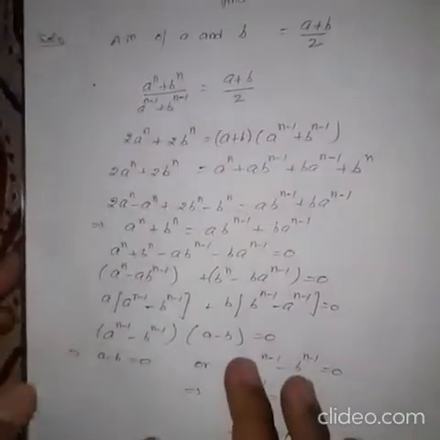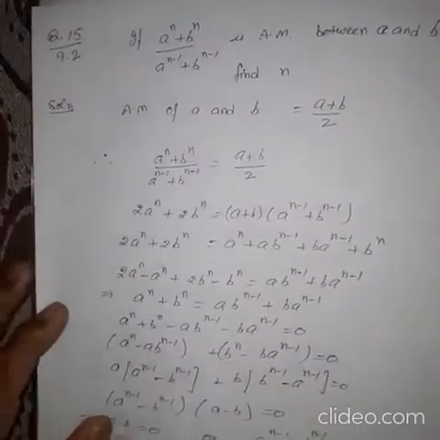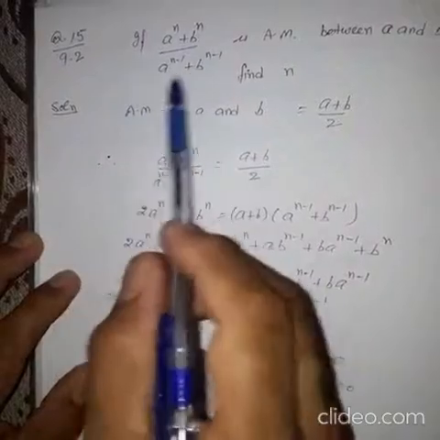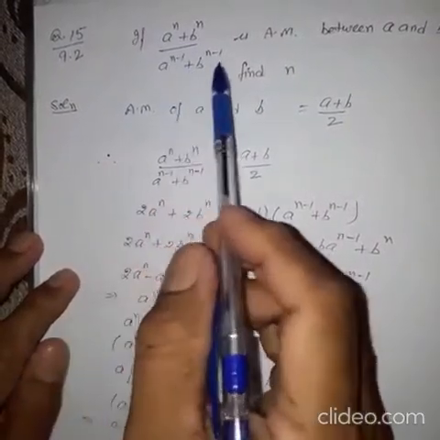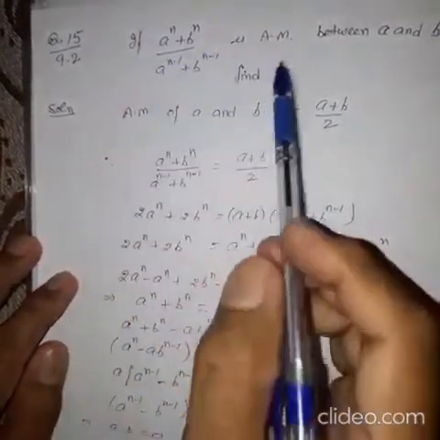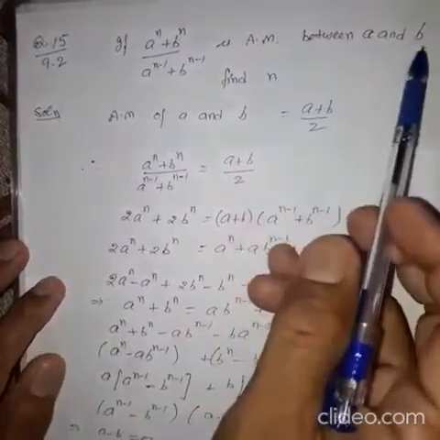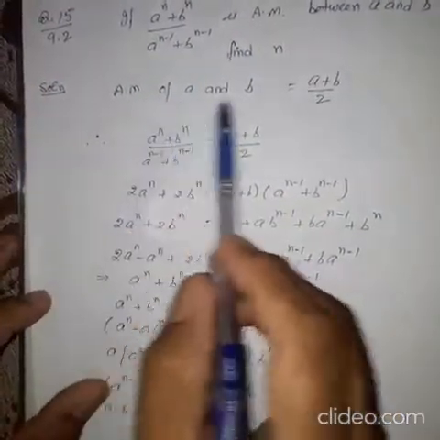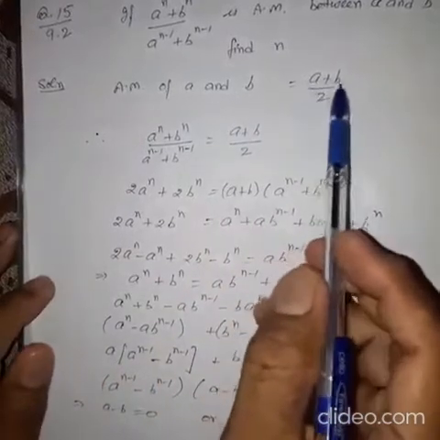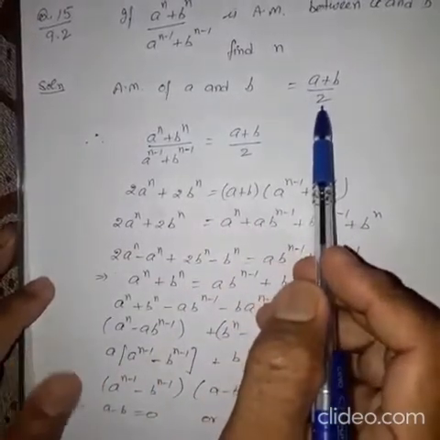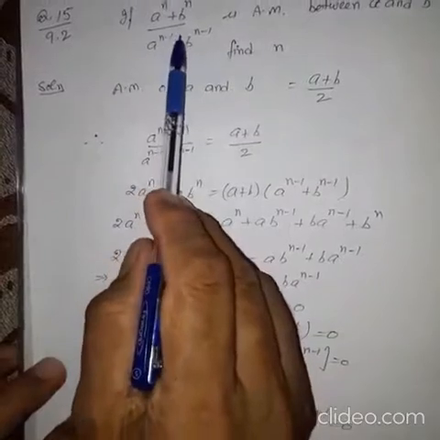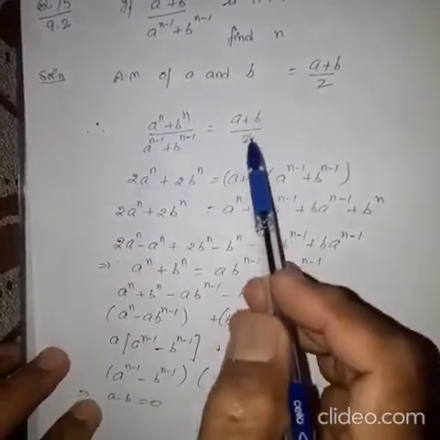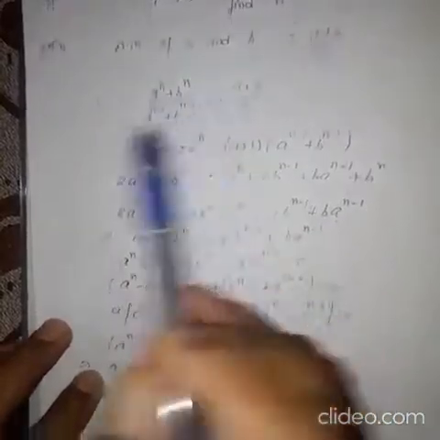Now question number 15. If a raised to the power n plus b raised to the power n, upon a raised to the power n minus 1 plus b raised to the power n minus 1, is the arithmetic mean between a and b, find the value of n. Now the arithmetic mean of a and b, using the formula, is a plus b upon 2. Because this is the arithmetic mean of a and b, this value should be equal to a plus b upon 2.